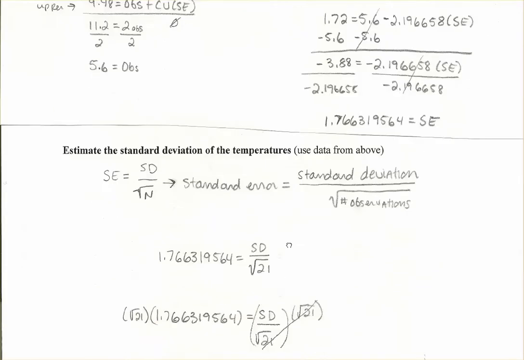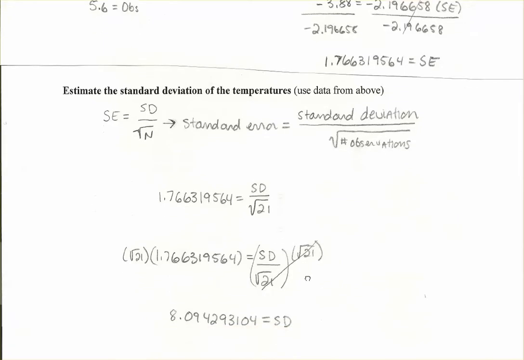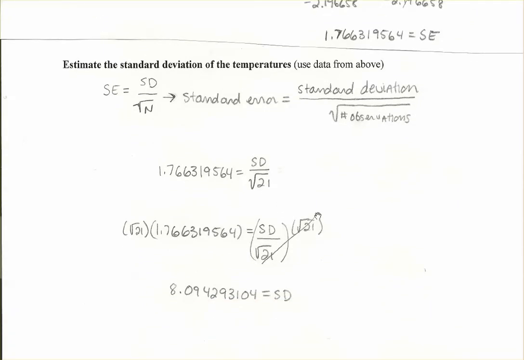Now if you do the algebra for this, which means you've got to multiply both sides by the square root of 21, so cancel that out and then multiply it over here, and you end up with 8.094293104 is equal to the standard deviation.